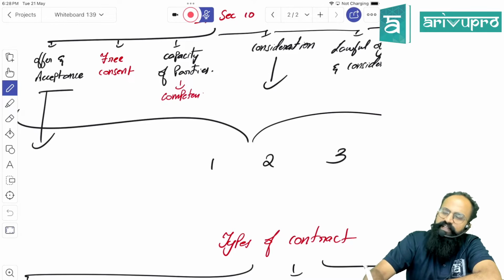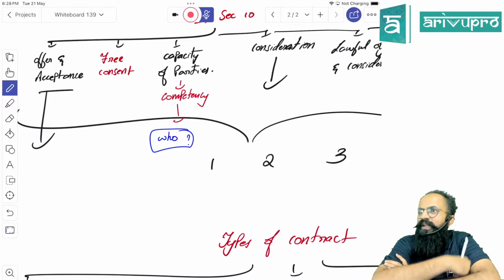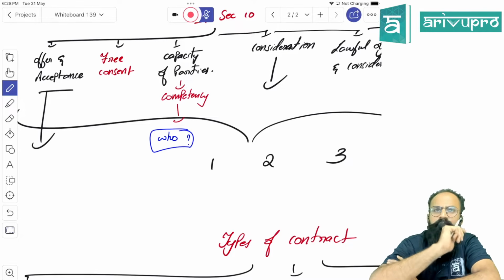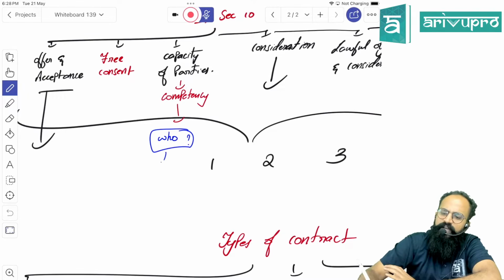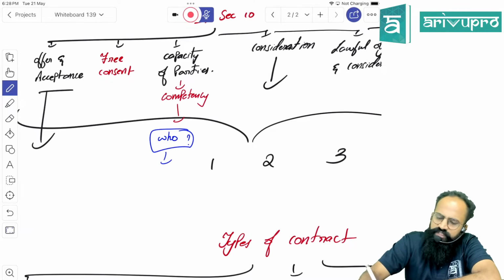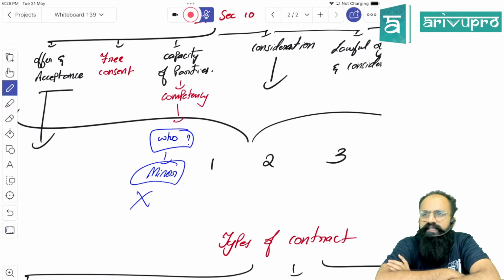What is competency? They are telling nothing but who is eligible to enter into a contract. Who can enter into a contract? For now, for this example, I'll tell you one person who is not eligible to enter into a contract. For this chapter, one person is disqualified. He cannot enter into a contract at all. And that one person is called a minor. Any person who is of an age less than 18 cannot enter into a contract. He is disqualified.